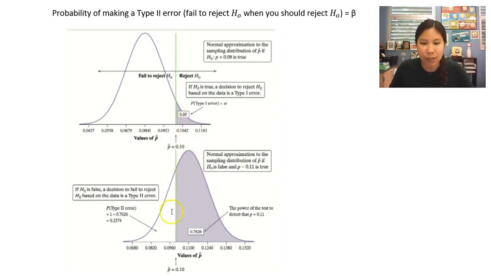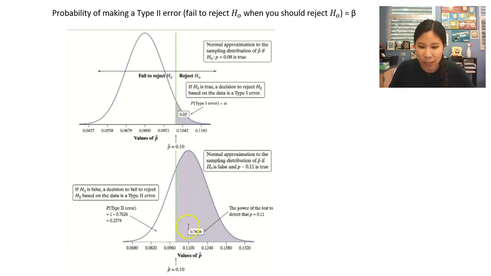But alpha would still remain in the same spot because just because it's a different normal curve, it doesn't mean that you would reject anything differently. So the same x value where you would start rejecting would remain the same. So this x value here, that's why it's like straight vertically down.